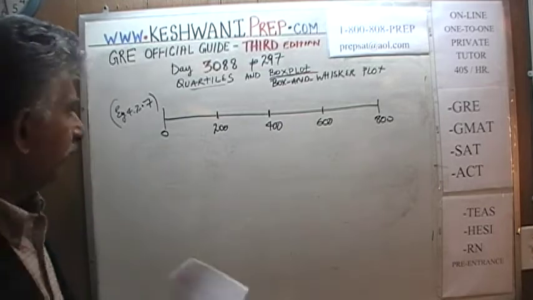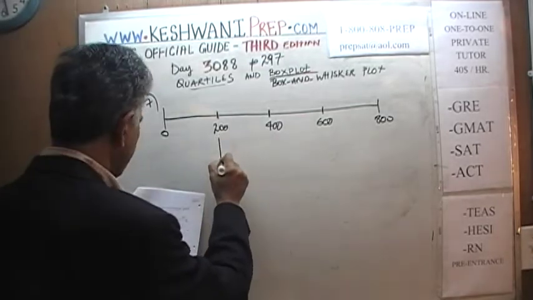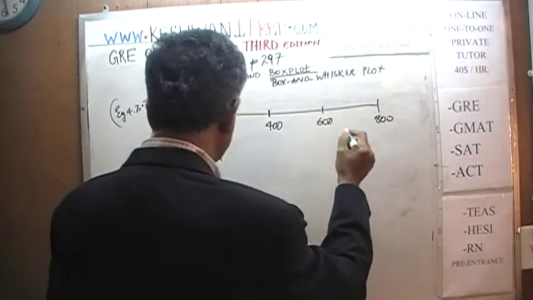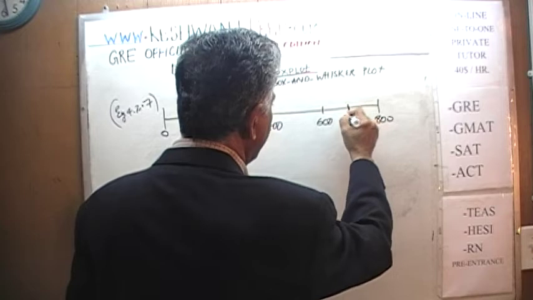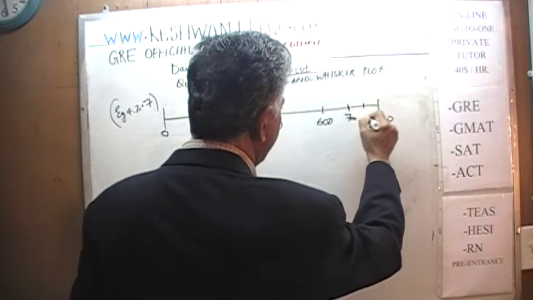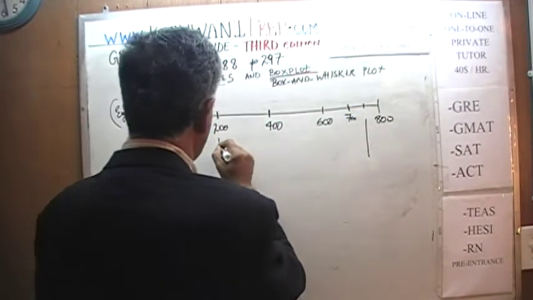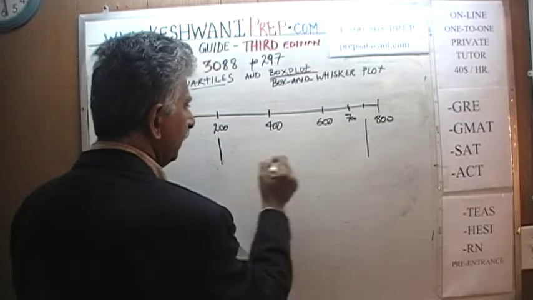The first one, we are told that the lowest value we have is 200. The highest value we are told is 750, and this goes from 600 to 800. Half of that is 700, and 750 is going to be right here. That's the highest value. This is the lowest value, 200 and 750.